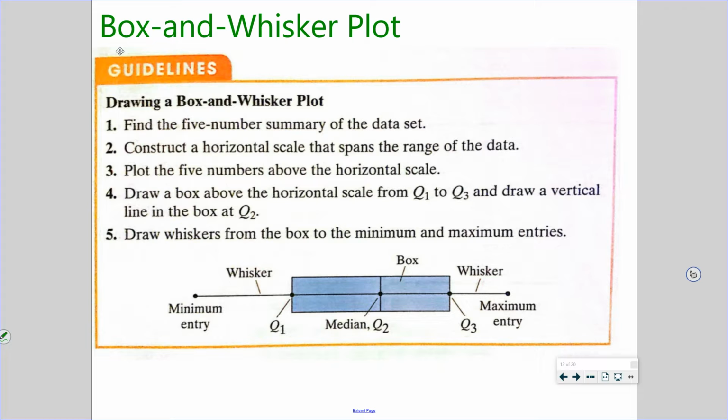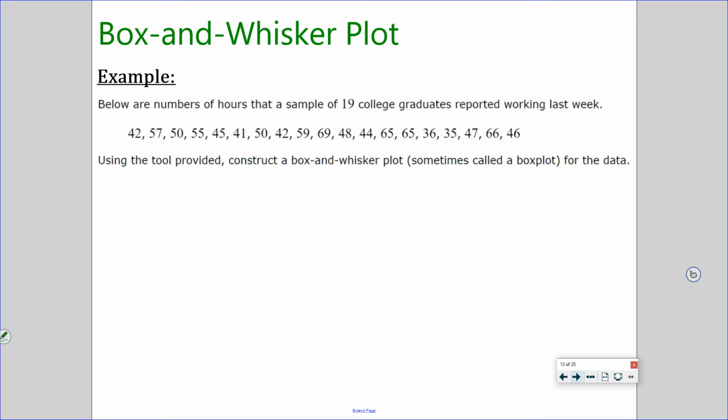So obviously we have to find all of these specific statistics of our data set. We'll find the minimum, median, quartile 3, all that good stuff, and then basically we'll just draw one. Okay. So here is our data set on the next page. Below are numbers of hours that a sample of 19 college graduates reported working last week. This is using the tools provided us because I just screenshotted this from ALEKS. Construct a box and whisker plot, also called a box plot, for the data.